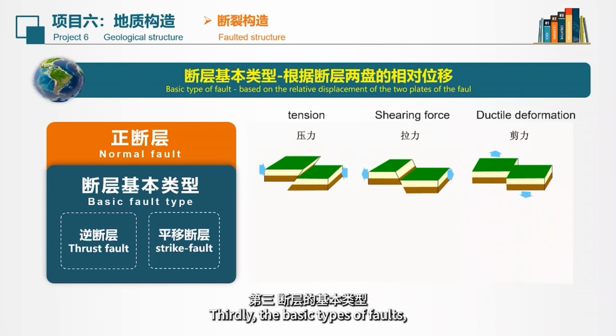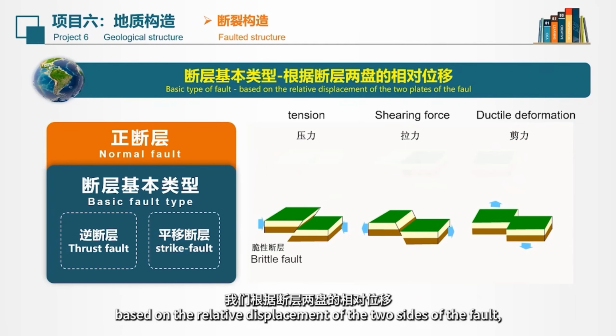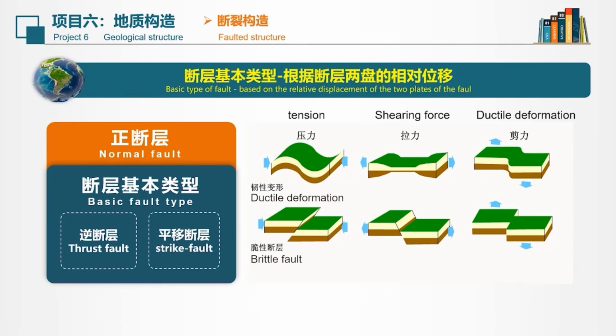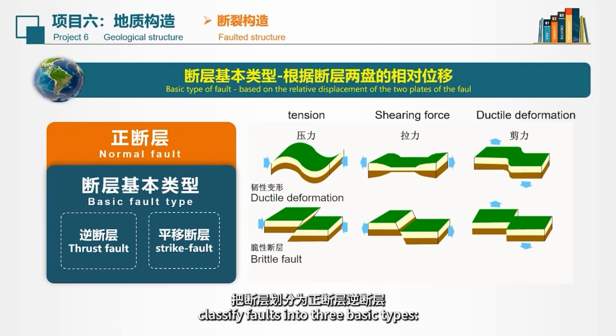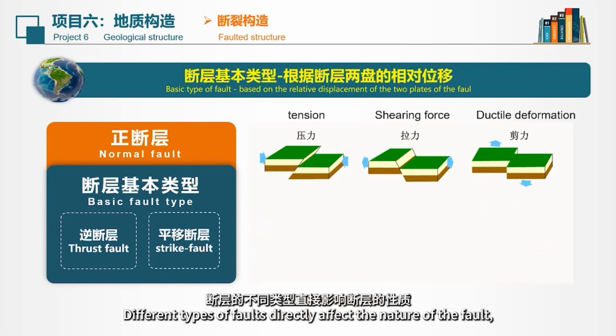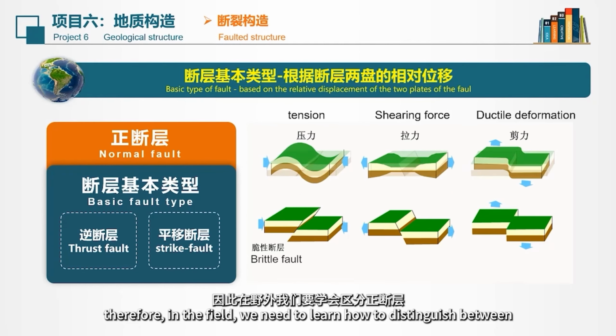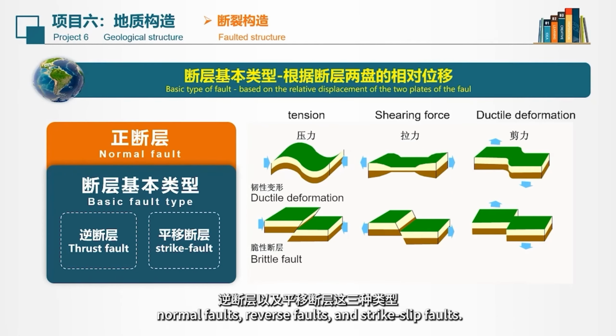Thirdly, the basic types of faults. Based on the relative displacement of the 2 sides of the fault, we can classify faults into 3 basic types: normal fault, reverse fault, and strike-slip fault. Different types of faults directly affect the nature of the fault. Therefore, in the field, we need to learn how to distinguish between normal faults, reverse faults, and strike-slip faults.